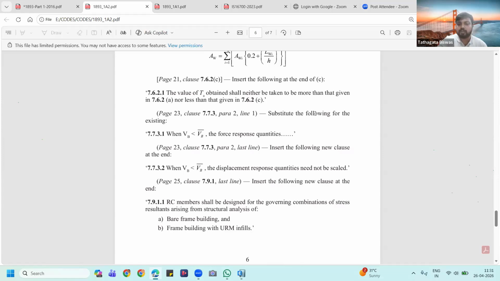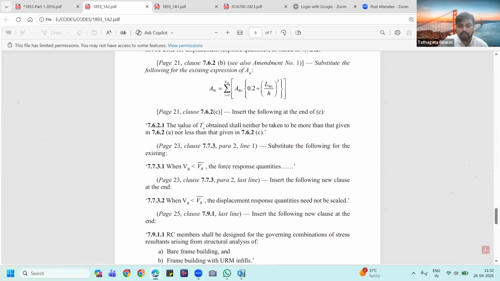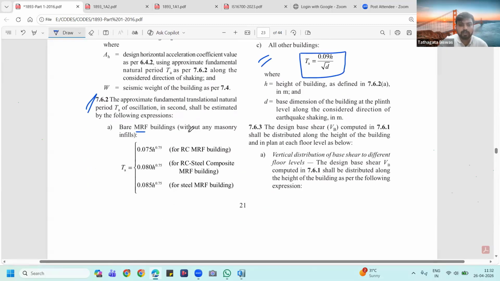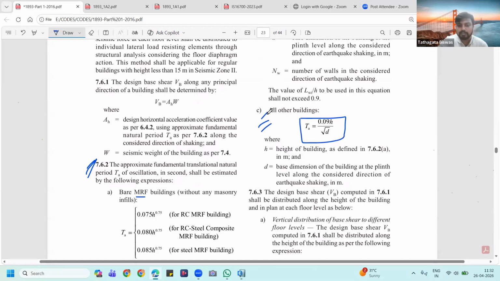Okay, so substitute the following for the existing page number 23, clause number 7.7.3, para 2 line 1. So over here you need to substitute this for the existing. Sorry, it is like this one: page number 21, 7.6.2 C. Insert the following at the end of C. So this line we need to put at page number 21, clause number 7.6.2 C. Now 7.6.2 is this one, and C is this one. Now after C, we need to insert this clause.